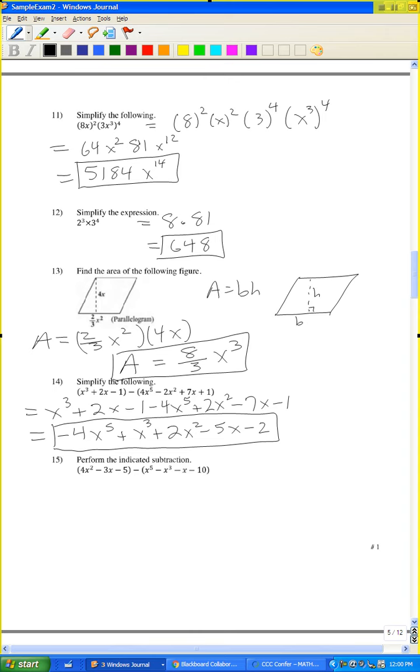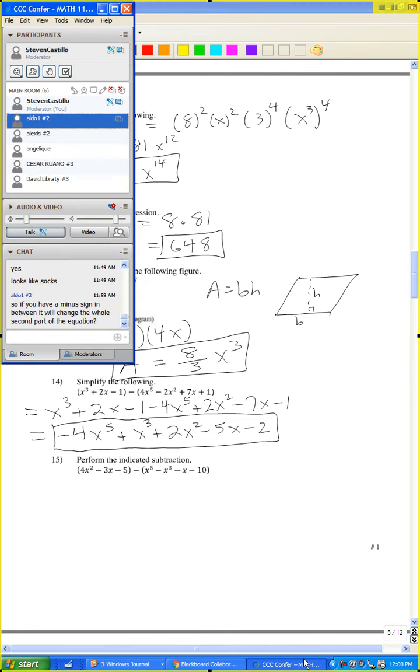Let me do problem number 15, which is actually just about identical. If you have a negative in front of a parentheses, it always changes all the signs inside. It doesn't matter if the first or second. As long as you have a negative in front of a parentheses, it always changes all the signs.